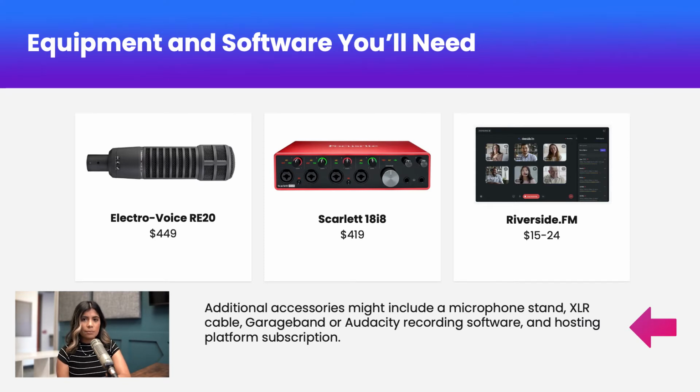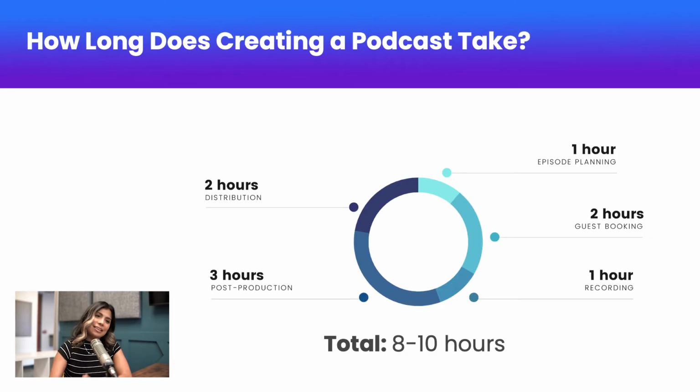Let's talk about the time distribution and time commitment that this requires. That's something I always get asked about. So, how long does creating a podcast take? On average, it takes about 8 to 10 hours per episode, and here's why. An hour of that is typically spent doing your episode planning. Next, you move into the guest booking phase, which essentially is a sales process. It takes about 2 hours to get your guests booked, pre-interviewed, communication, etc.